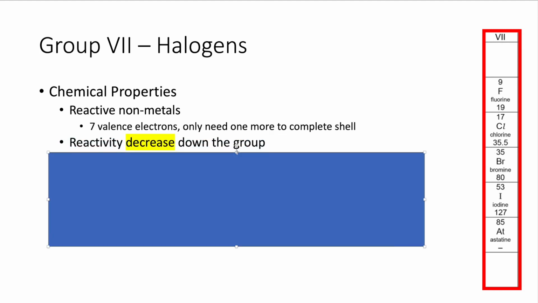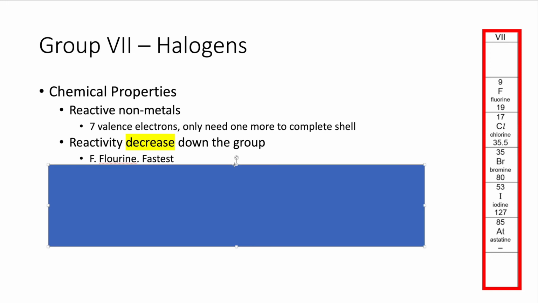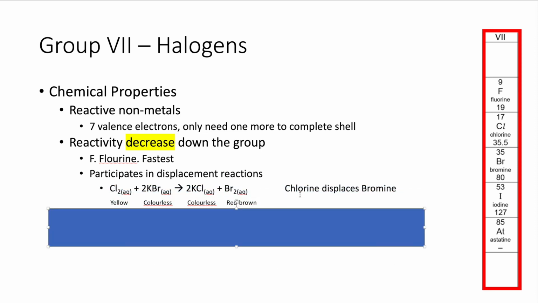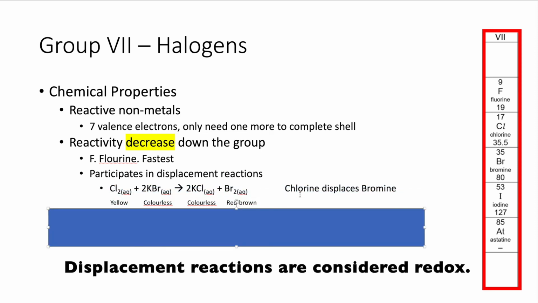These elements in group 7 also follow a reactivity order. Similar to group 1, the element F, fluorine, is the one that reacts the fastest. I usually tell my students F to F, these are the ones that react the fastest, francium and fluorine. Remember F for fast. Going down the group, it gets less and less reactive. And because of this reactivity order, they participate in displacement reactions.